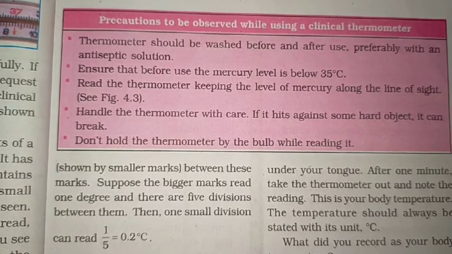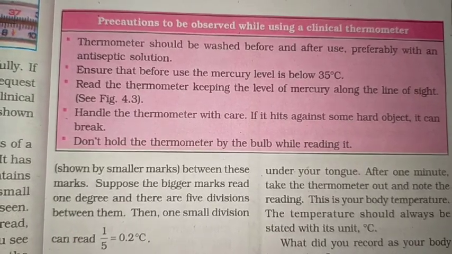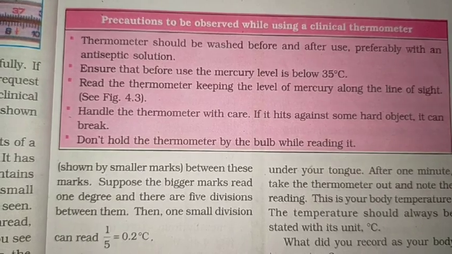The normal temperature of the human body is 37 degrees Celsius. Children, do you understand?